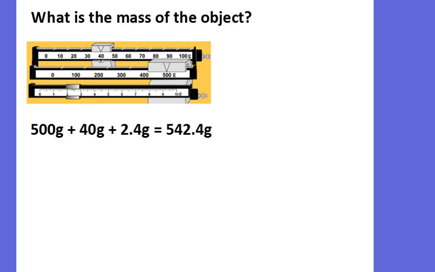So if you had an object on the scale and you had lined it up like this, to find the mass of the object, you would add the hundreds, the tens, and the ones. So this would be 542.4 grams. Okay. Again, in most modern science laboratories, you're not going to use a triple beam balance. You're going to use a digital scale.